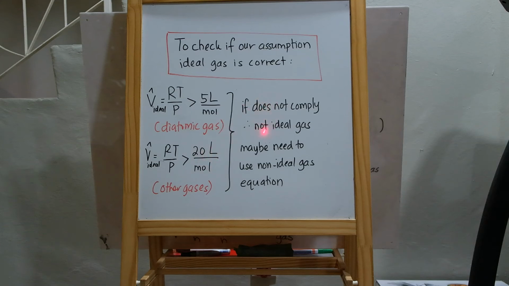If it does not comply, which means it is less than this value for diatomic gas, and less than this value for other gases, then maybe the non-ideal gas equations are more suitable to find the information for that single gas system.